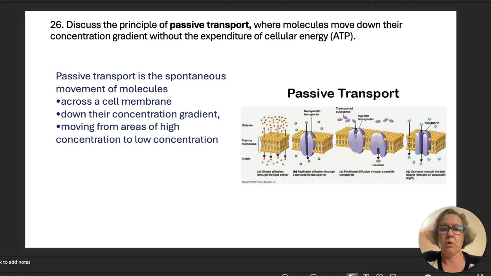And passive transport: molecules move down their concentration gradient without using ATP. So this is just passive transport. You can just have a regular old passive transport that is simple diffusion. You can have a transporter that's sort of passively doing it. But when we think of passive transport, we really just think about moving down the concentration gradient.